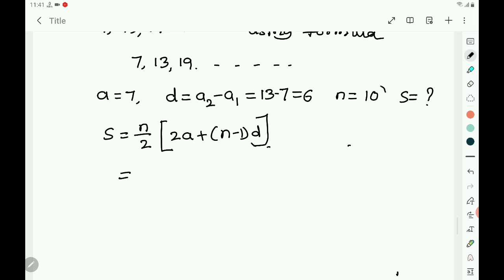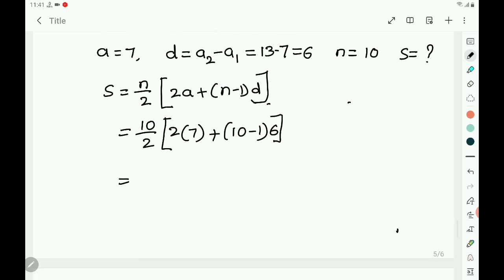N is 10. So 10 by 2 into 2 into a, which is 7, plus n is 10, 10 minus 1 into D, which is 6, equals 2 ones are 2, 2 fives are, write 5, 2 sevens are 14, plus 10 minus 1, 9, into 6.